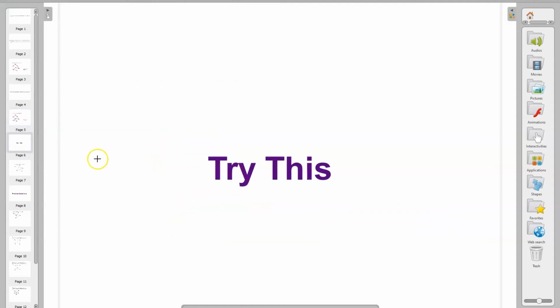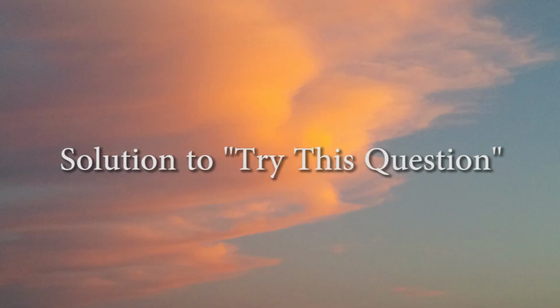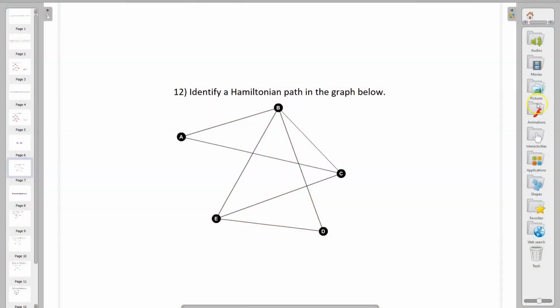Try the next one on your own, and then come back to see the solution. Identify the Hamiltonian path in the graph below. So it's fairly arbitrary where you start, but you're going to have to get a little bit of experience in figuring out what works best.